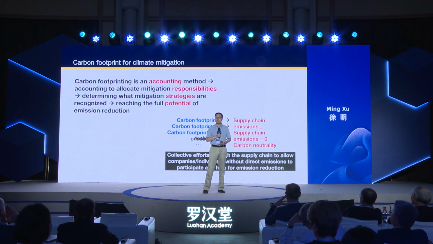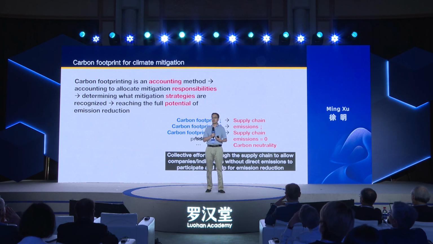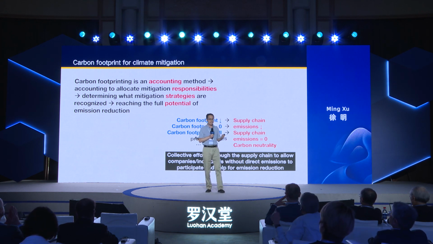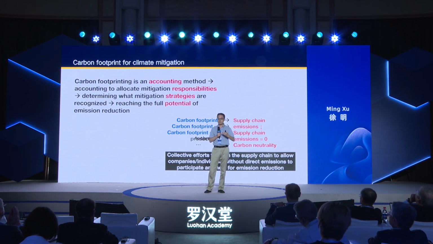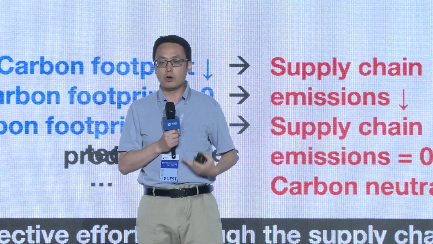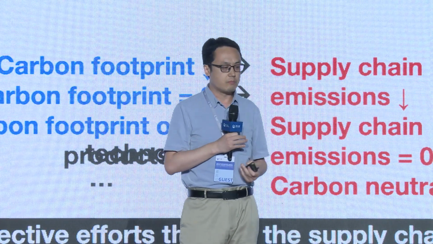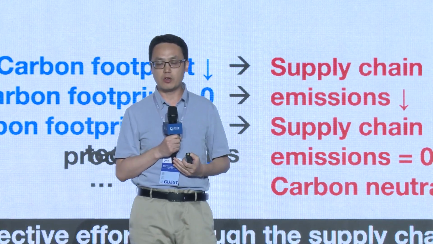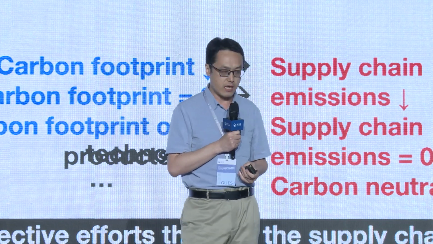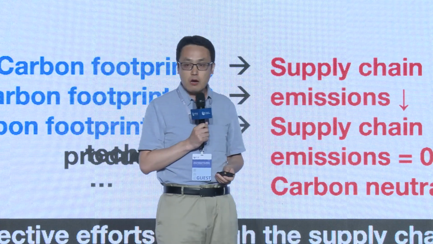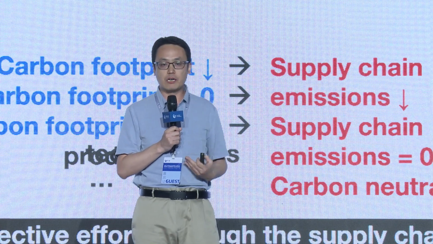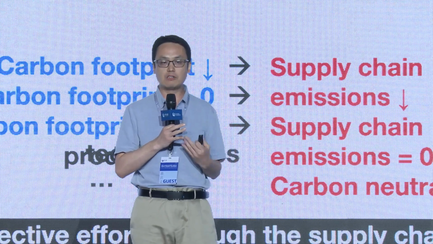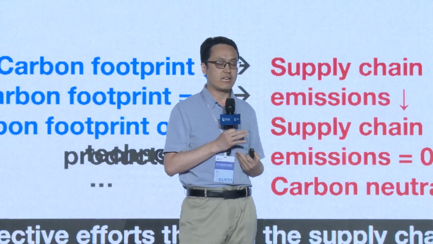The carbon footprint, in terms of the purpose of using carbon footprint for climate mitigation. First of all, carbon footprint is a counting method, right? It's counting numbers. And a counting method essentially is to allocate the mitigation responsibilities, right? So using carbon footprint or other similar accounting methods is to recognize specific types of mitigation strategies or incentivize those kinds of mitigation strategies. As a result, we use carbon footprint accounting together with other emission counting methods to help reach the full potential of emission reduction.